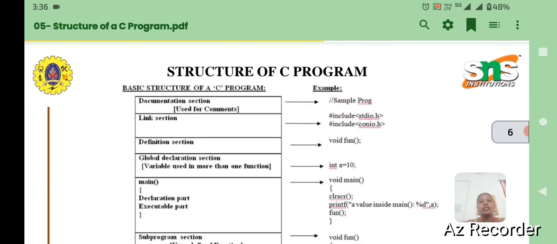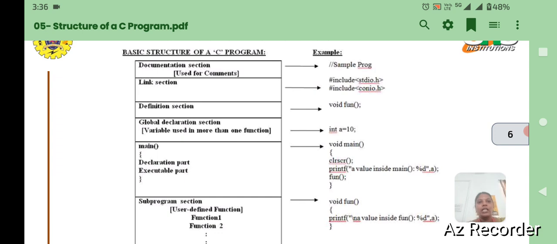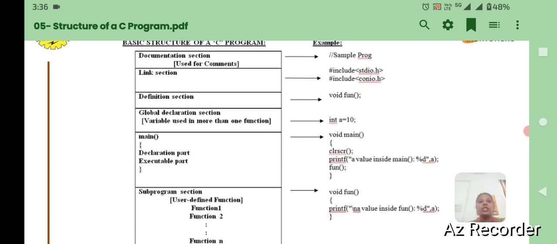Now an example of the structure of a program. The documentation section starts with a slash line. It is referred to as a comment line. This comment line is not executable and is not compiled at the time of execution. Then the link section has all the header files. In the definition section we mention the definitions, then the global declaration and main function.